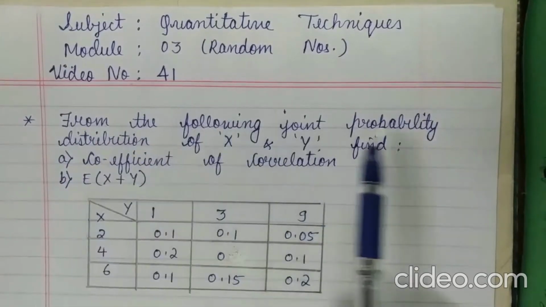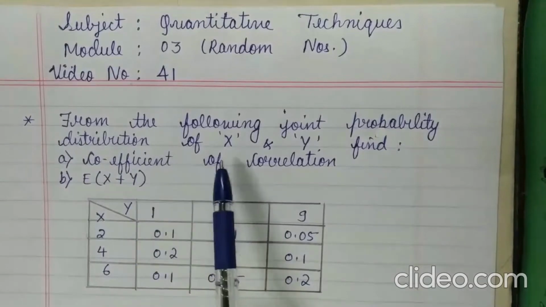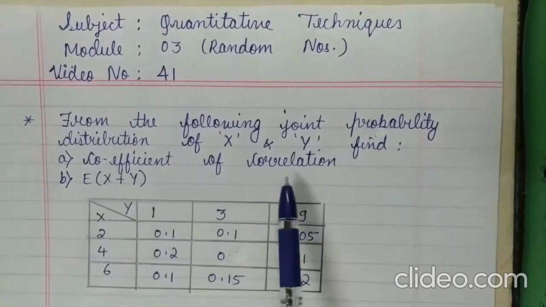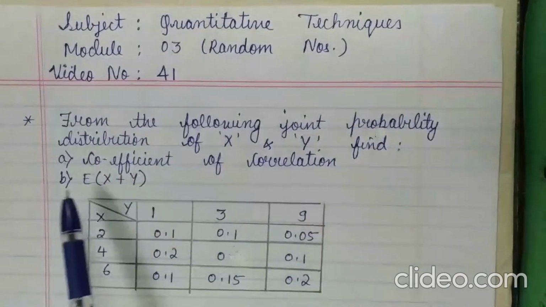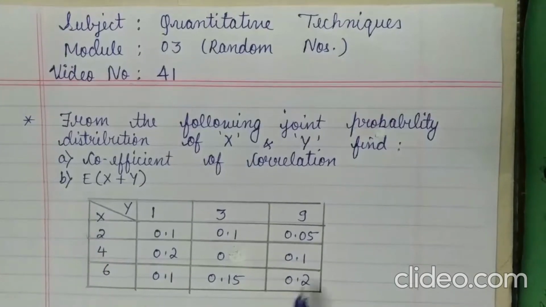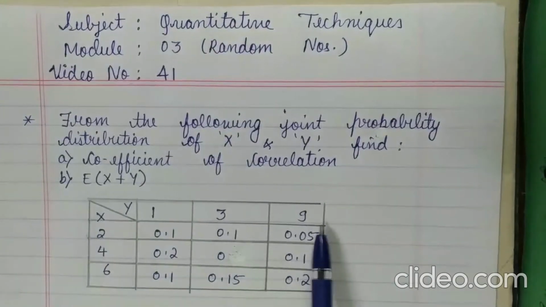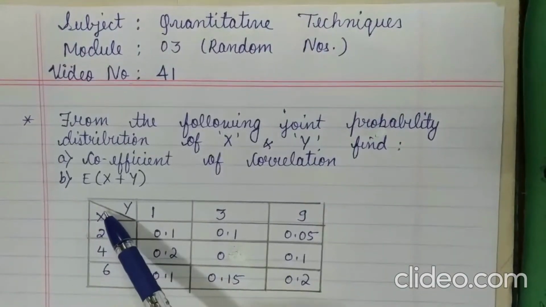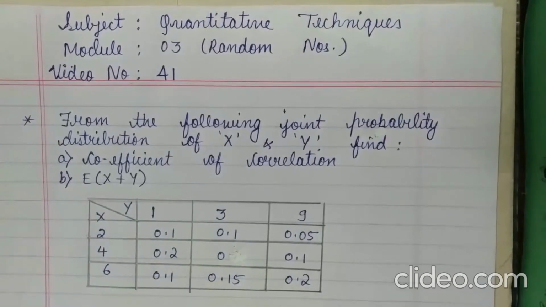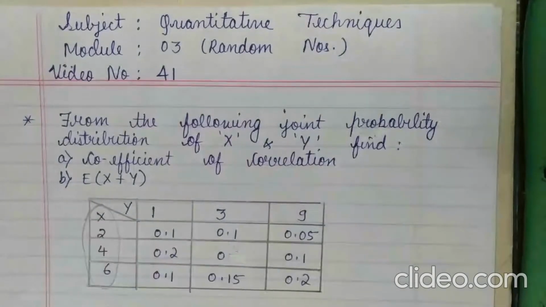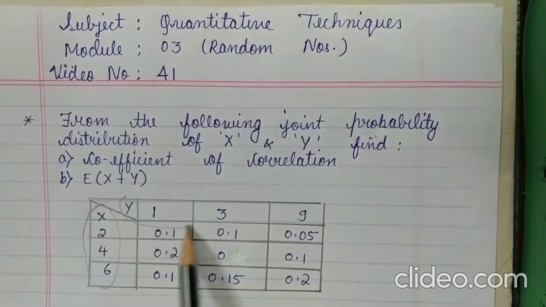From the following joint probability distribution of x and y, find A. Coefficient of correlation, B. Expected value of x plus y. The joint probability distribution of x and y is given to you. There's a line here, so x values are these values and y values are these values.